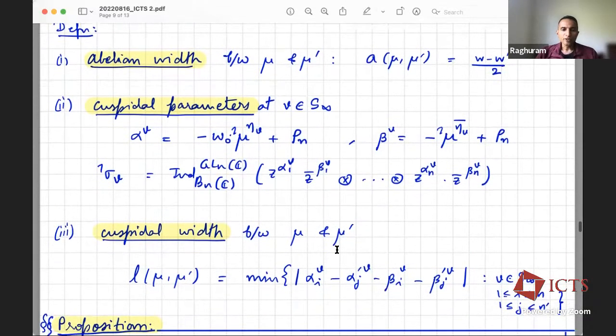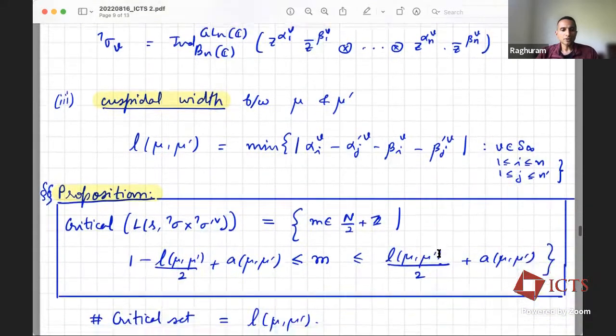These cuspidal parameters, you have to see how far apart they are, and then take some minimum of absolute value of some expression, running over all Archimedean places, running over all possible indices I and J. Roughly speaking, the exponents of the inducing data for sigma and the exponents for the inducing data for sigma prime, you want to see how far apart they are, the least possible distance between them. That I'm going to call the cuspidal width between mu and mu prime.